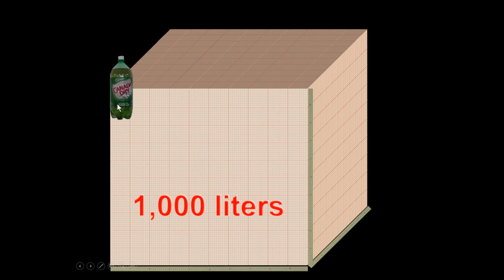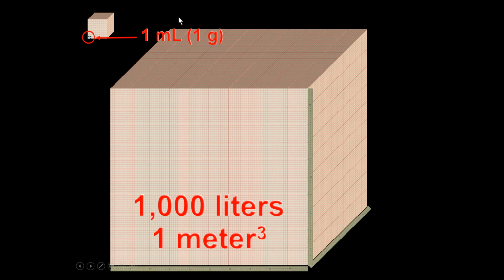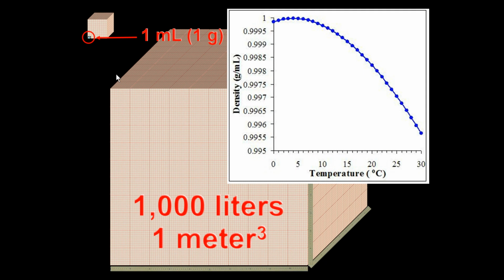And we know what 2 liters looks like. So 500 of those could fill up that volume. And 1,000 liters is the same thing as a cubic meter. And remember that 1 milliliter is the same thing as 1 gram. And maybe you don't remember that, but 1 centimeter by 1 centimeter by 1 centimeter, a cubic centimeter, if that was made out of pure water at 4 degrees Celsius, it would have a mass of 1 gram. And 4 degrees Celsius is the most dense water will be.